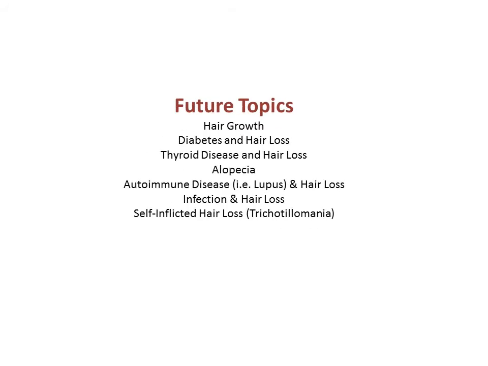Now, our future topics will be hair growth. In particular, we'll talk about what are the phases of hair growth and then what can affect our hair: diabetes and hair loss, thyroid disease, alopecia, autoimmune infection, and then self-inflicted hair loss. We'll also talk about in future videos.